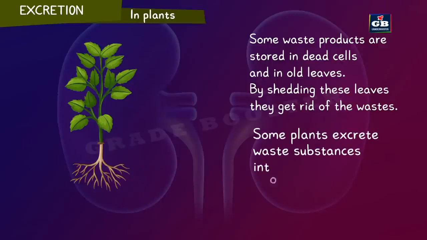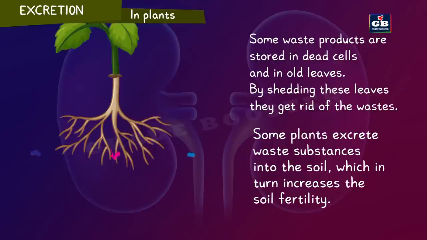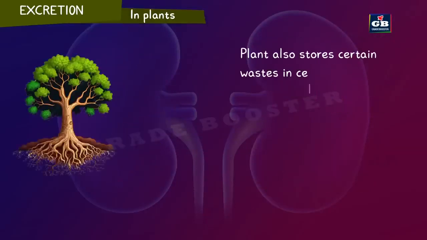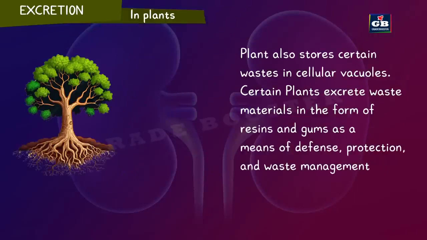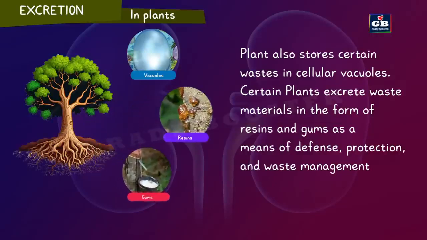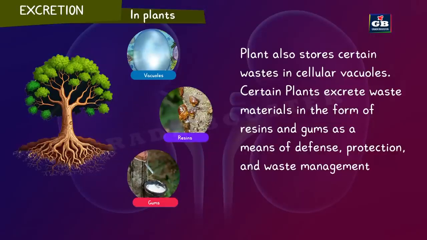Some plants excrete waste substances into the soil, which in turn increases the soil fertility. Plants also store certain wastes in cellular vacuoles. Certain plants excrete waste materials in the form of resins and gums as a means of defense, protection and waste management. This is all about the chapter Life Processes.